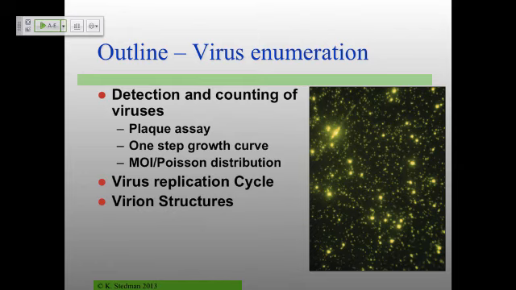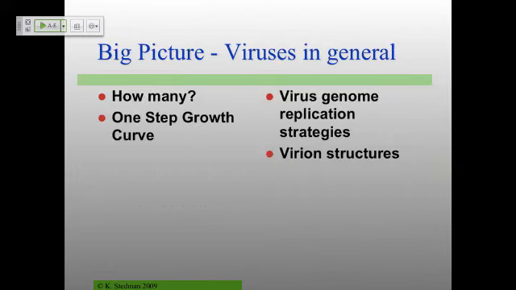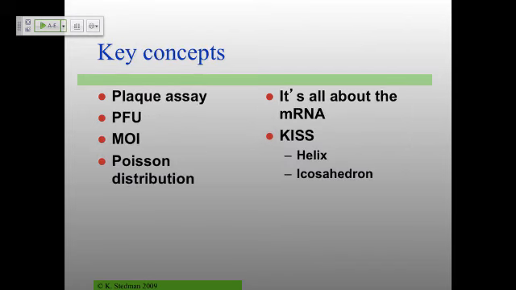Just big picture kinds of things. Again, how many? We'll talk about the one-step growth curve, and then replication strategies and virion structures. A couple of years ago, some of the students asked me to put together some key concepts for any given lecture. These are basically it. So this is more for your hopeful edification rather than me going over them in any kind of detail. But it's a really great review kind of thing when those nasty exams come along.